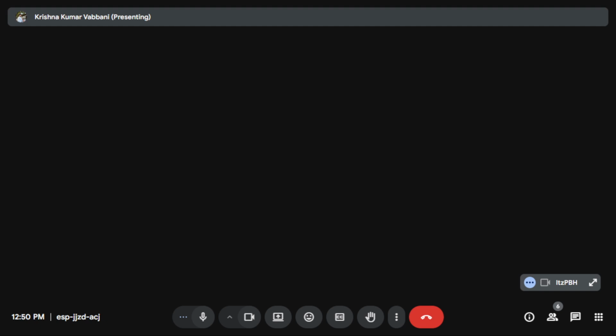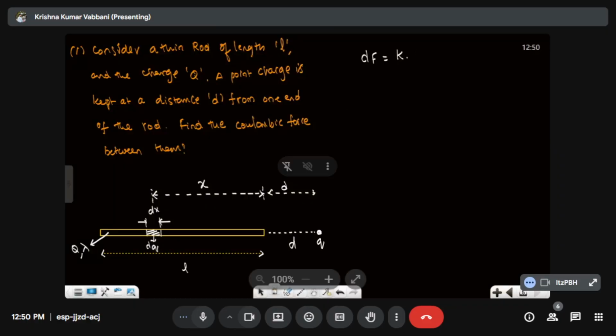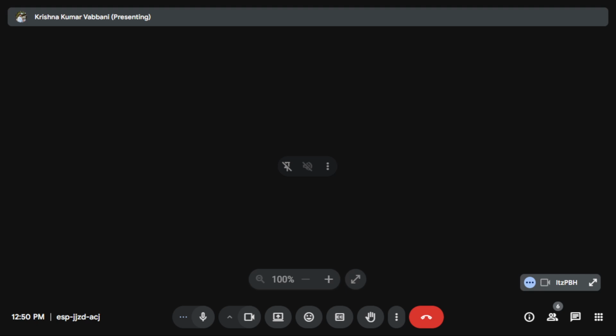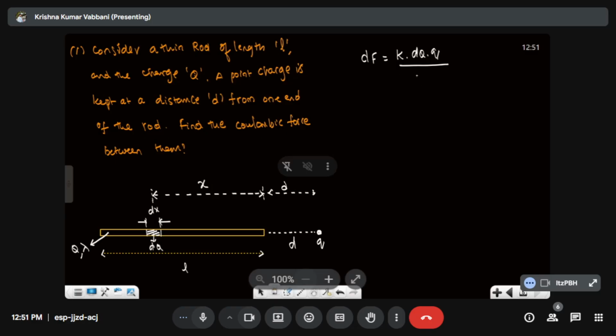Now, what is my dF, the force? My dF is equal to k into the big Q, not the small q, this is the big Q. This is the dq, so dq into small q divided by the total distance, (x plus d) square. Otherwise, you can take this total distance from this point as x, so it is x square, for simplicity. Is this understandable, guys?